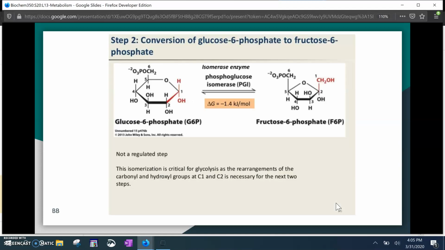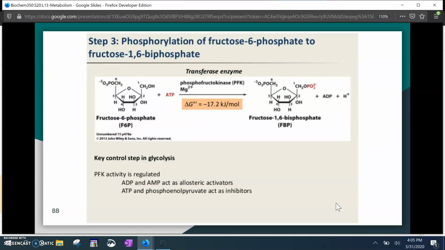Okay. So then the next step is the conversion of glucose 6-phosphate to fructose 6-phosphate. You can imagine that glucose and fructose are, we said, isomers of each other. So this is an isomerization reaction. It takes the glucose 6-phosphate and converts it into fructose 6-phosphate. And you can see here this is a small negative delta G, so it is not a regulatory step. The isomerization is critical to get the groups into the right place, but it's not a regulated step or any kind of rate determining step. And the enzyme is called phosphoglucose isomerase.